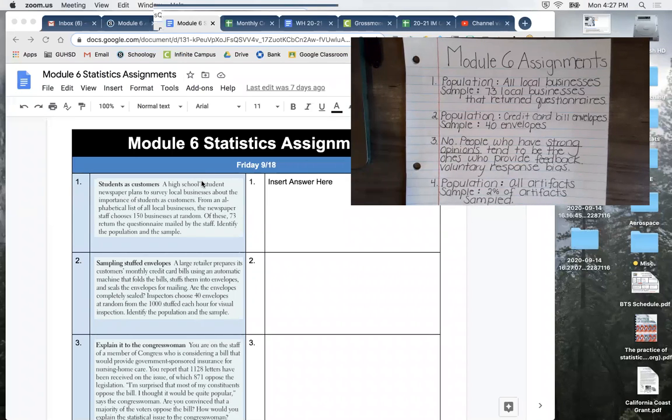Okay, so now we're going to talk about the assignments for this lesson. Most of what you're doing is identifying the population and the sample, like we did in the example above.